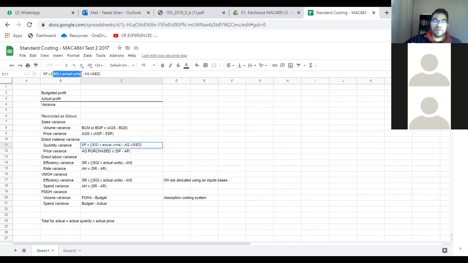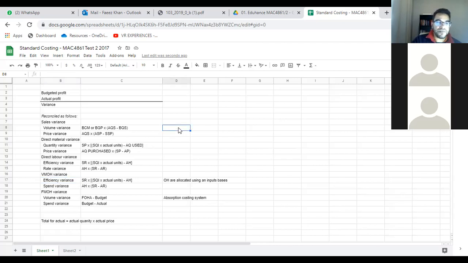Number two, pick up the costing system because the costing system has an impact on which variances you will be able to calculate. Number three, identify the basis for allocating overheads. If you're using an inputs basis, then you will have an efficiency variance for variable manufacturing overheads. But if you're using an outputs basis, then you will not have an efficiency variance. Okay, very important. Now we're going to break down some further.